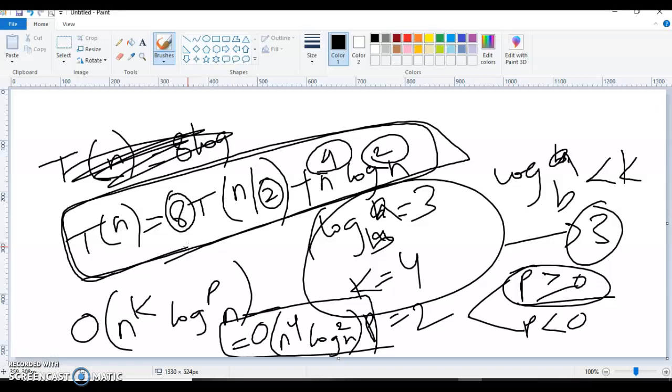This is how the master method, especially the dividing master method, is used to calculate the analyzing time for recurrence solutions. We also have the linear master method, which is used for linear recurrence functions. So that's it for today.